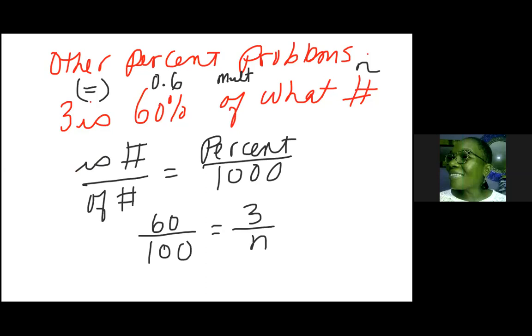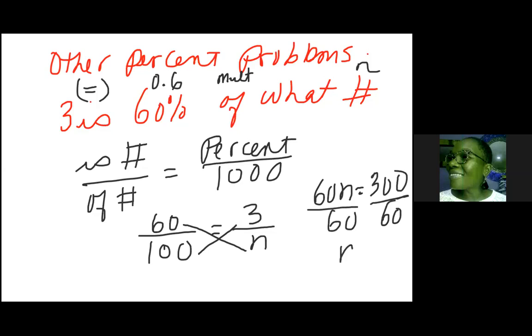This is a proportion. What is a proportion? You have two equivalent fractions. So to solve this proportion, you want to go ahead and cross multiply. When we're solving a proportion, we cross multiply. So 60 times n is 60n. 100 times 3 is 300. And then you divide both sides by 60, guys. Look at that. It takes you straight to the answer. So you get n is equal to 5.